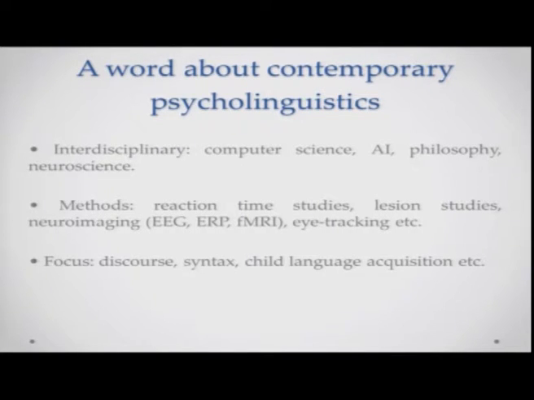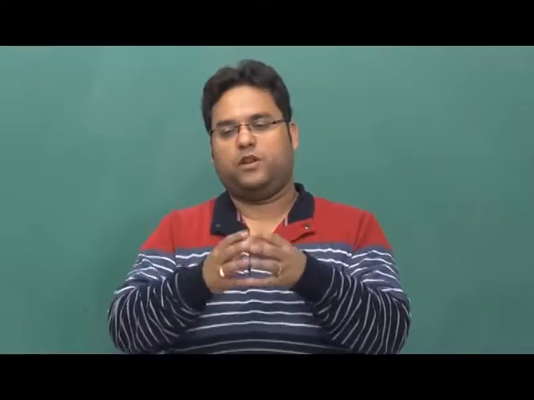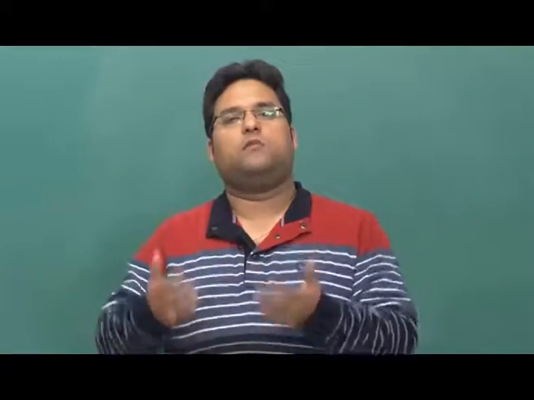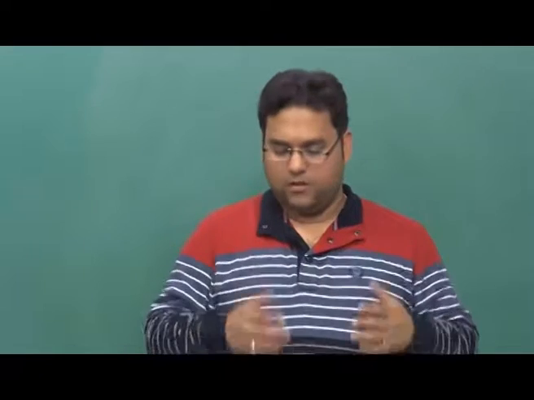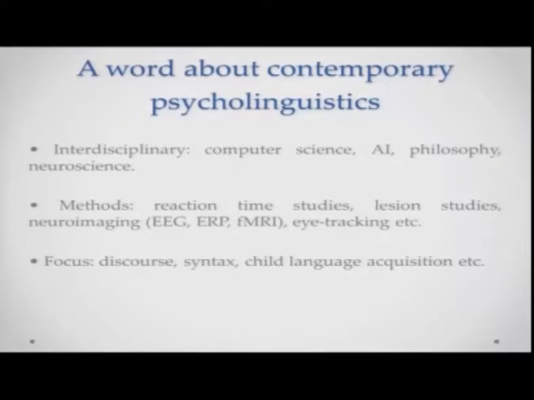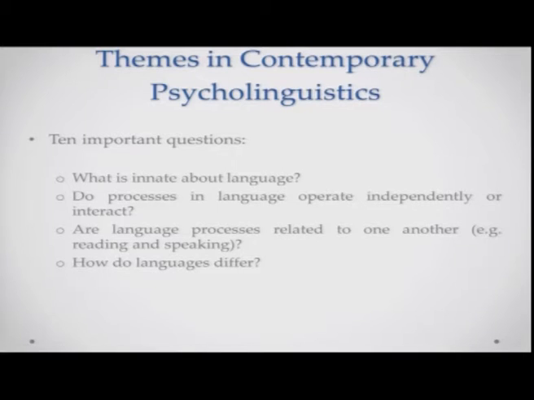A lot of research in the psychology of language involves eye tracking. Where are people looking when they are hearing something, or where are people looking when they are saying something? The focus is, however, on things like child language acquisition, syntax, how people realize that something is syntactically correct or incorrect, and discourse level analysis, when people are able to read larger text and how they are making sense of it. So these are some of the concerns of contemporary psycholinguistics.